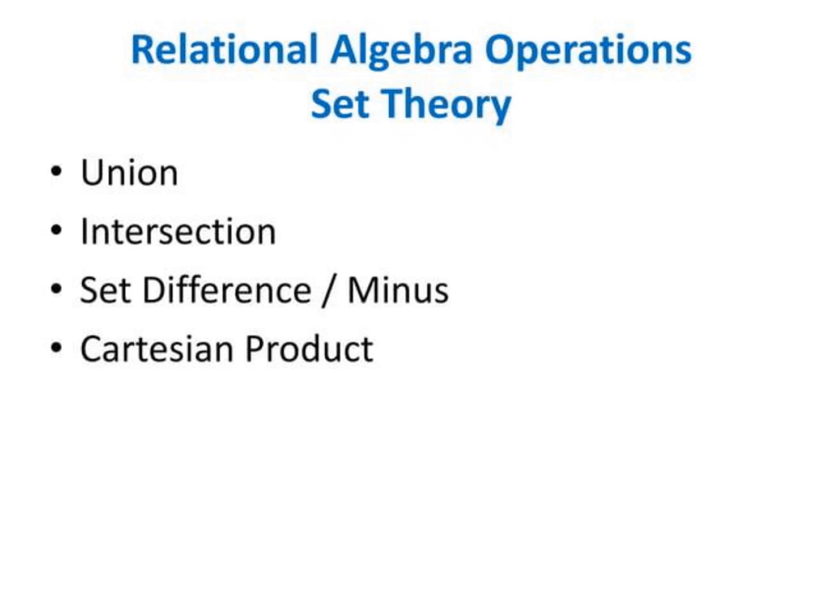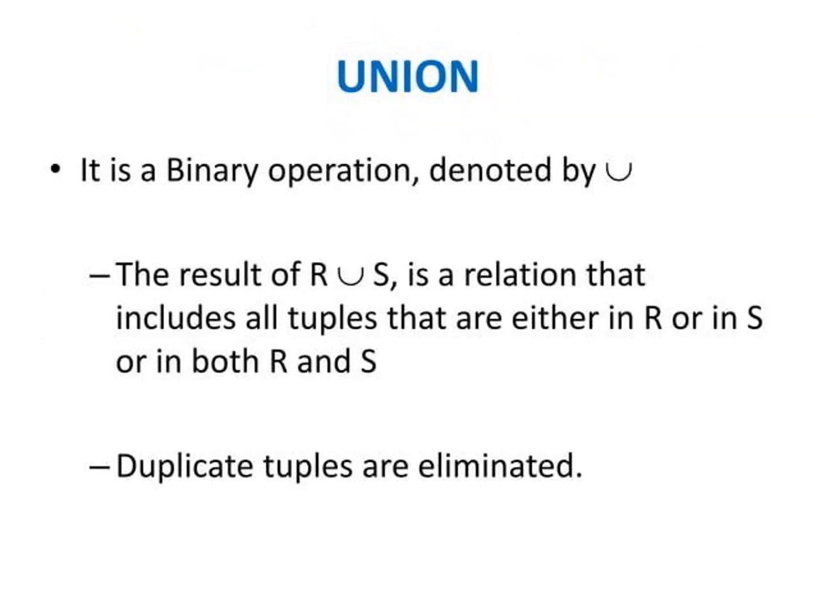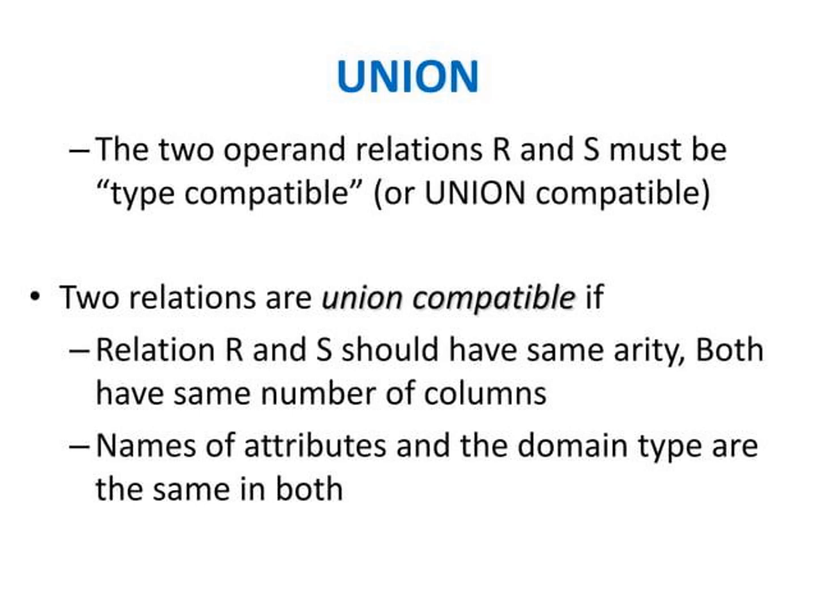Next, relational algebra operations from set theory: union, intersection, set difference and Cartesian product. Union is a binary operation denoted by the symbol U. The result of R union S is the relation that includes all the tuples that are either in R or in S. Duplicate values should be eliminated. For a union operation, the two operands R and S must be type compatible, which means relations R and S should have the same arity, the same number of columns, and the attribute domain types are the same in both.